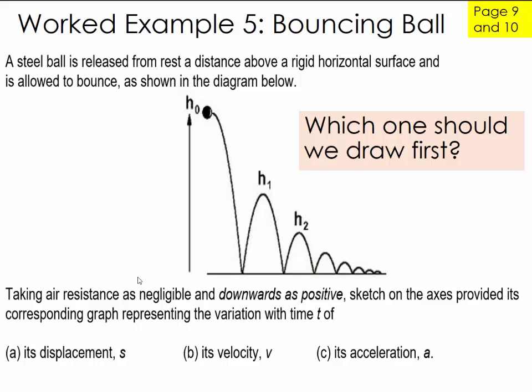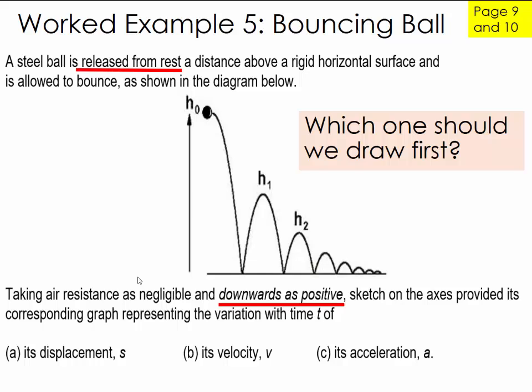Worked example 5, bouncing ball. A steel ball is released from rest. Again, release means the initial velocity is 0, at a distance above a rigid horizontal surface and is allowed to bounce as shown in the diagram below. Taking air resistance as negligible and downwards as positive, right? So downward is positive now. It is up to you to decide whether upwards or downward is positive. But in this question, they specify downward is positive, so you have to follow this convention.